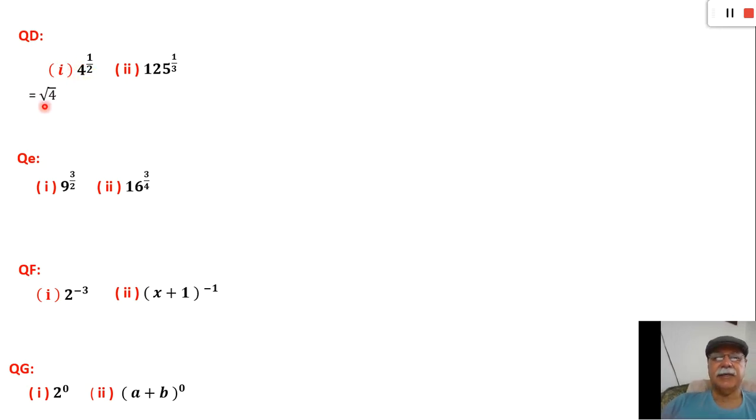So now we get here square root for 4, because here the root is 2, that's why square root, as 2 times 2 is 4. Also here root 3, that's why the denominator 3, so it is the cube root. The cube root for the 125 is 5, because 5 times 5 is 25, times 5 is 125.